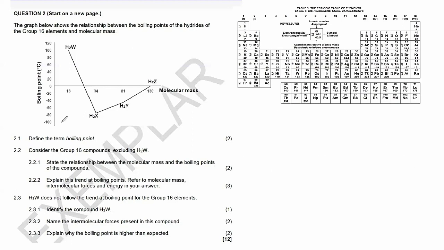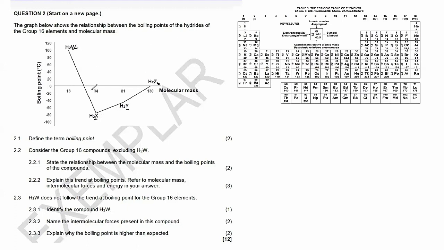2.2 says consider the group 16 compounds excluding H2W. State the relationship between the molecular mass and the boiling points of the compounds. So they're saying excluding this one here. So that means we are looking at the relationship from H2X, H2Y, and H2Z. Now, one thing that I want you to note is that the X, Y, Z, and W here are not elements, these are just unknowns, right?